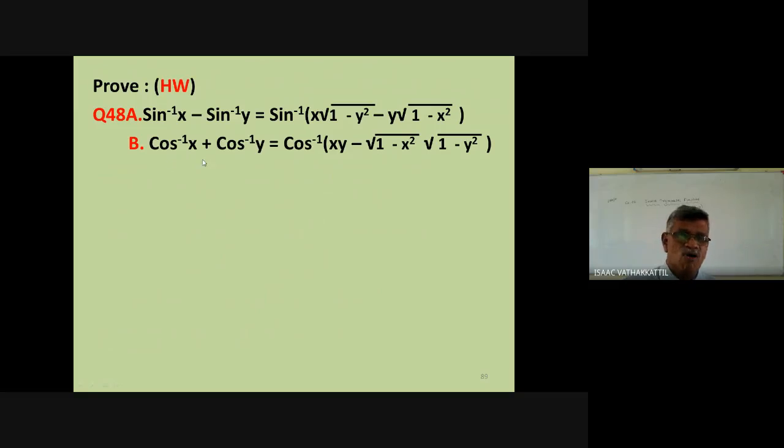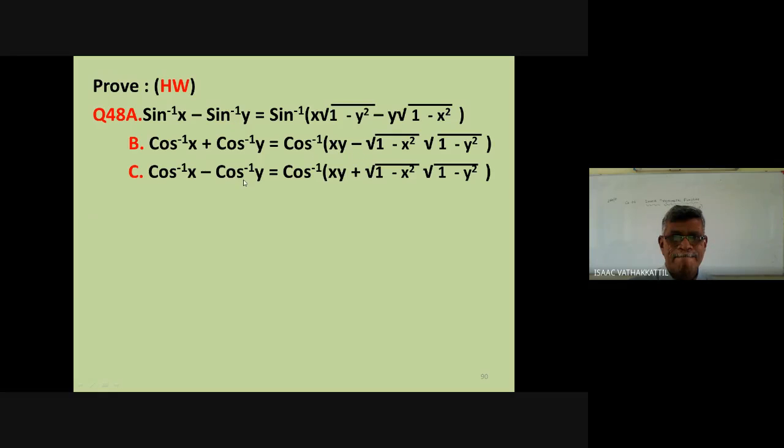Similarly, we can have cos inverse x plus cos inverse y equal to cos inverse xy minus. You can easily guess how we get it. You have to do it. And what happens if it is cos inverse x minus cos inverse y? It becomes cos inverse xy plus. You can easily do this.